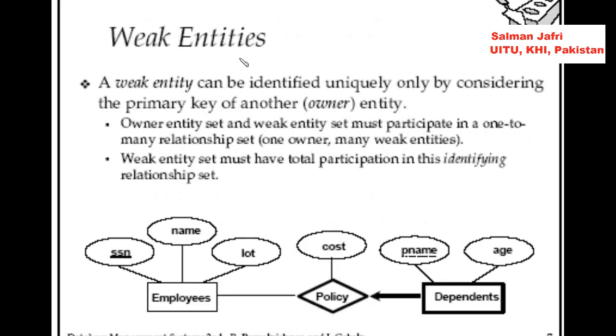Now, after having considered the participation constraints, we can move on to another point which is called the weak entities. So there are strong entities and there are weak entities. So what is a weak entity? A weak entity can be identified uniquely only by considering the primary key of another owner entity.